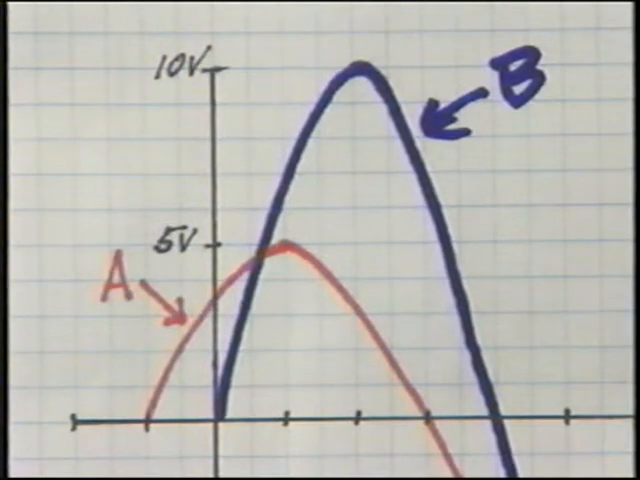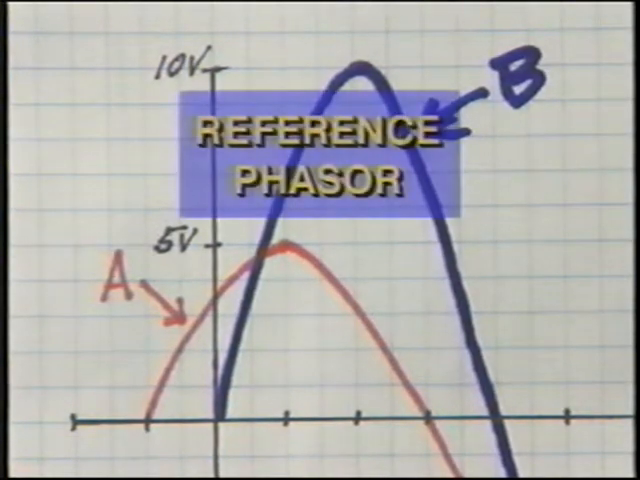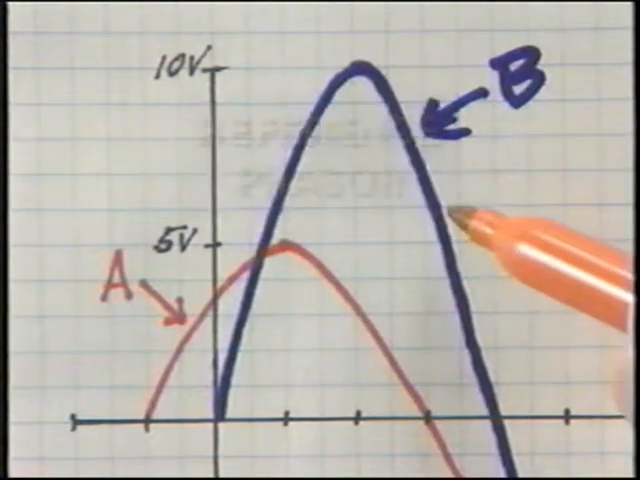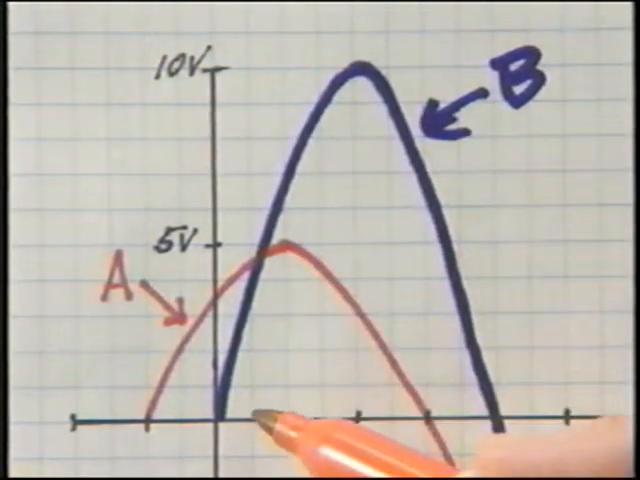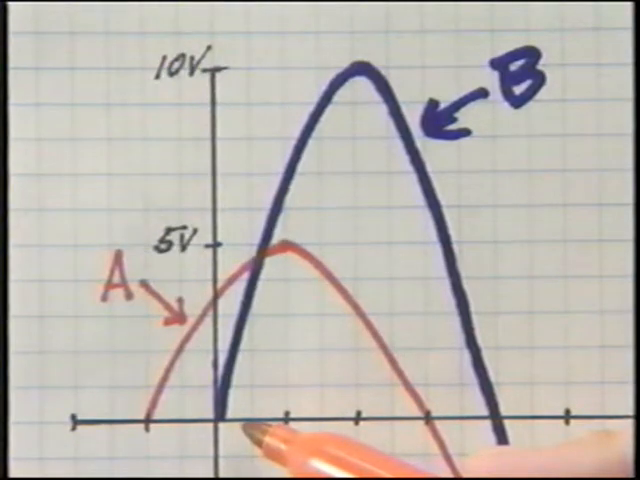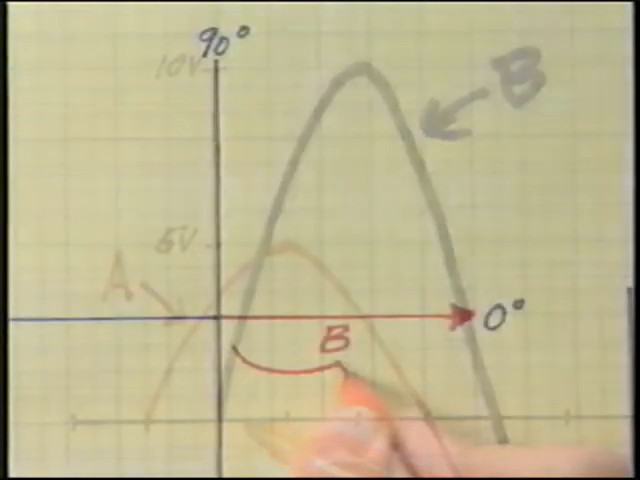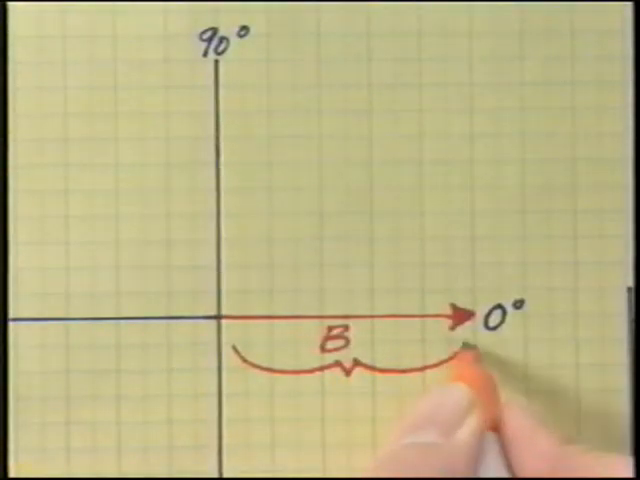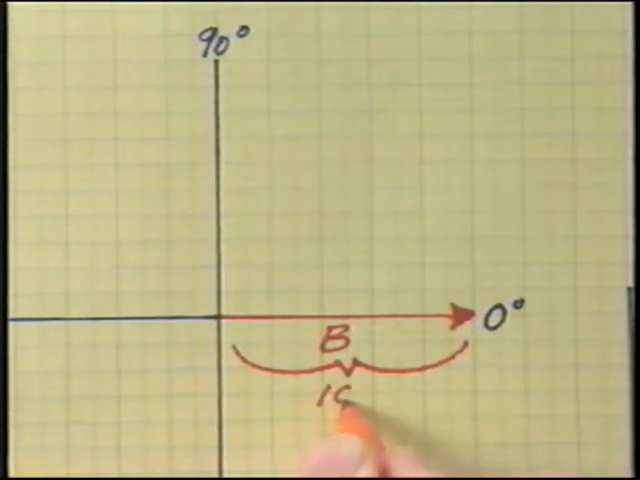When creating a phasor diagram, it's important to establish the reference phasor first. The reference phasor is determined by the sine wave that begins at 0 degrees, which in this example is sine wave B. Phasor B, with a peak of 10 volts, is drawn along the horizontal axis from the origin.